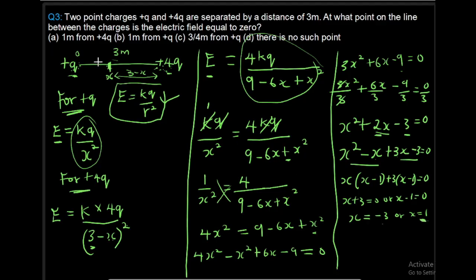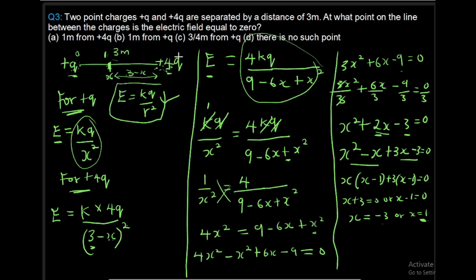So which one is our correct answer? Remember, from here to here is 1 meter. So we're going to say either 1 meter from positive q charge, or if we are looking at it from this other charge, we're going to have 3 minus 1, which is 2 meters from positive 4q. All right. So the point where the electric field of this charge and this charge is 0 is 1 meter from this, or we say 3 minus 1, which is 2 meters from this.